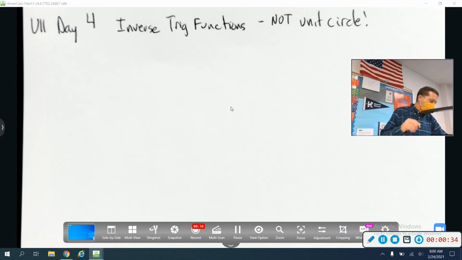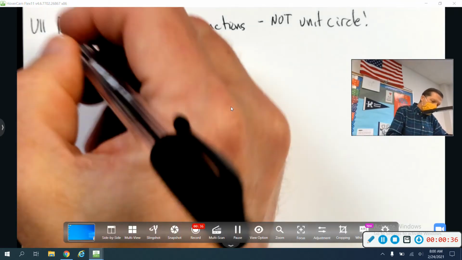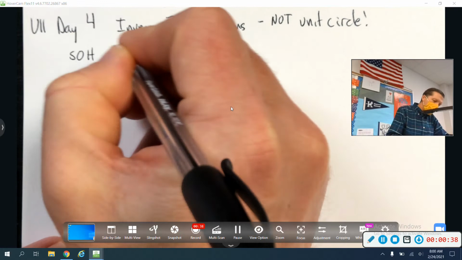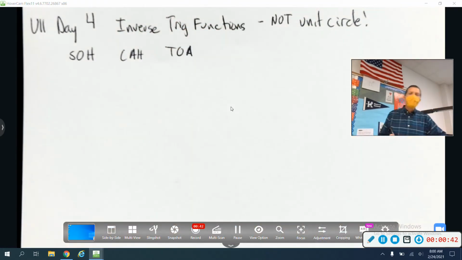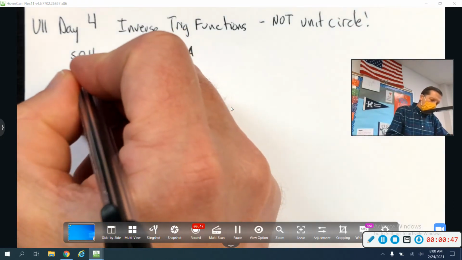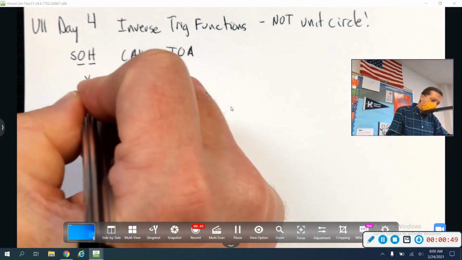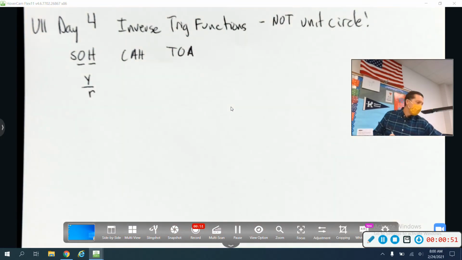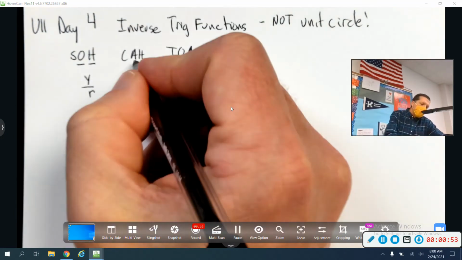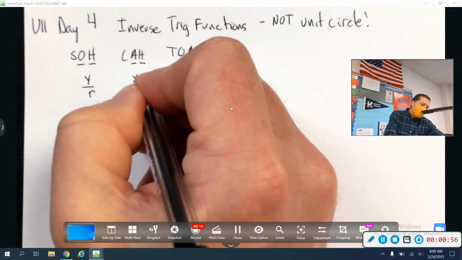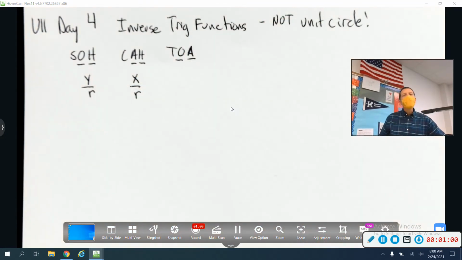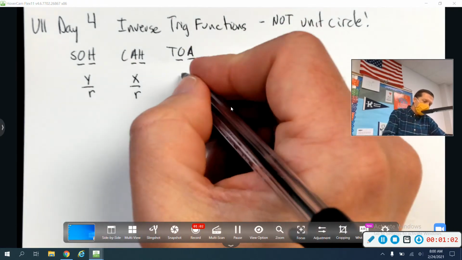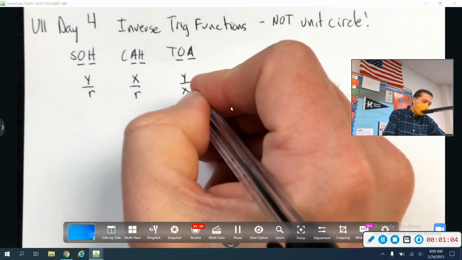to get these correct. Let's just quick review here. So, SOH CAH TOA, just reminding you of the things we need to know for this lesson. Opposite over hypotenuse is also y over r. Adjacent over hypotenuse is also x over r. And tangent we talked about earlier was opposite over adjacent, but you've switched to saying y over x or sine over cosine.